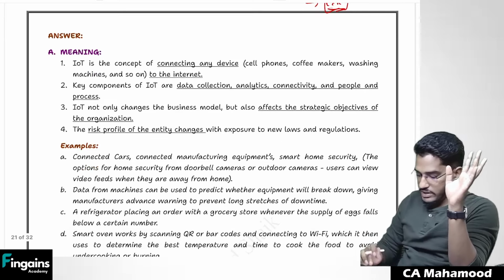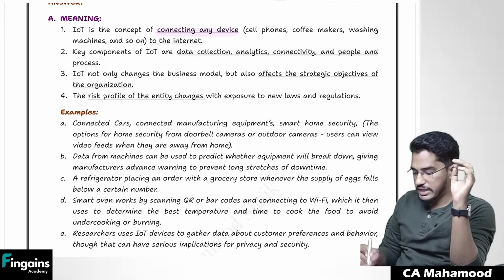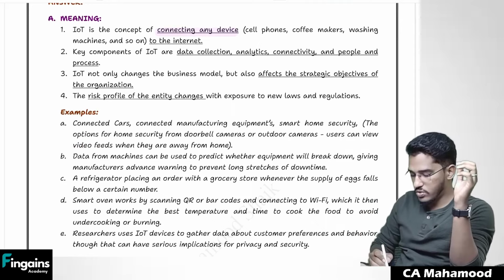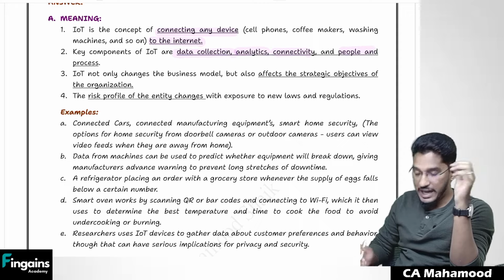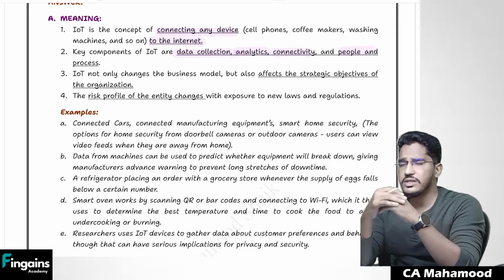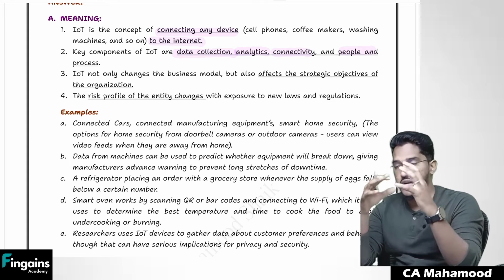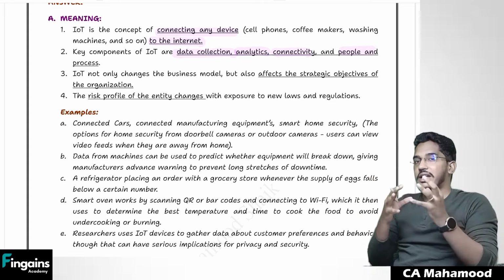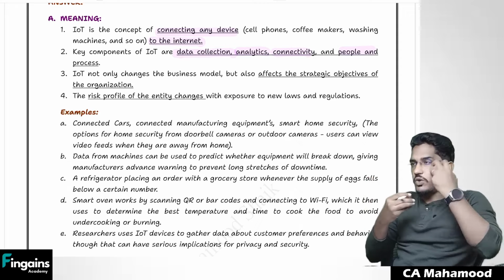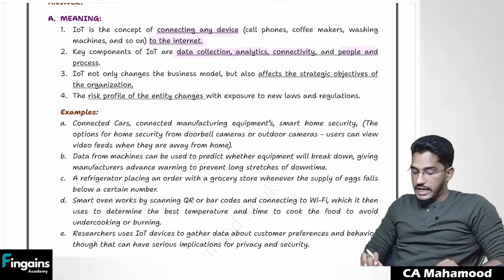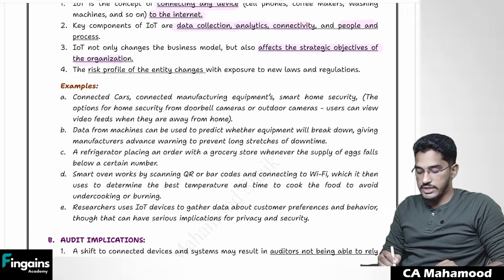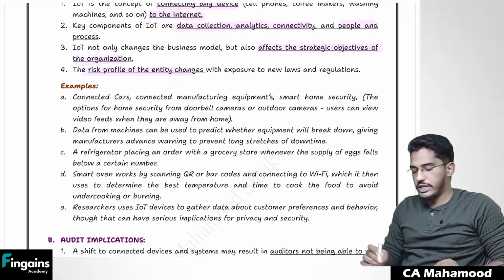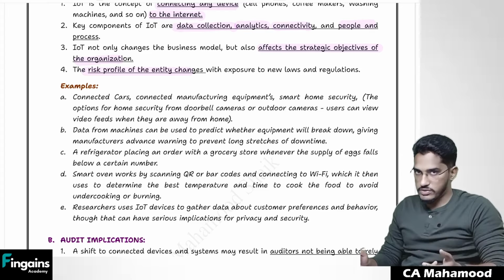So if you see here, IoT is the concept of connecting any device, that is cell phones, coffee makers, washing machines, and so on, to the internet. And the key components of IoT are data collection, data analysis, connectivity, and the people and the processes. So all these are various stages which are involved in Internet of Things. So first it has to collect the data, it has to analyze the data, then there should be connectivity between all these devices simultaneously. And IoT not only changes the business model, but it also affects the strategic objectives of the organization. And as we all know, whenever new technology comes into picture, new kinds of risks also will come.